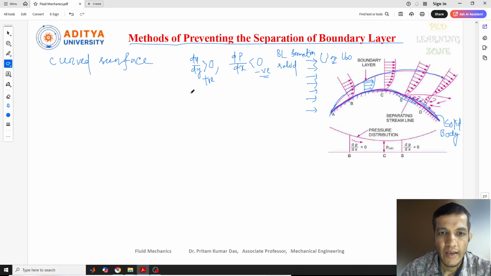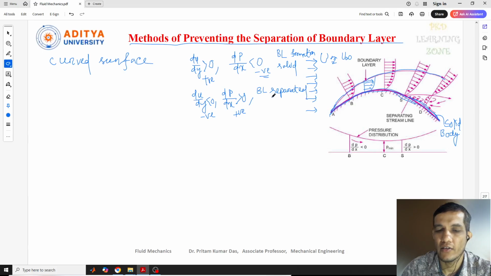But again, we saw that when du by dy is less than 0 and dp by dx is greater than 0, that means this is negative and this is positive, then the boundary layer separated from the solid surface or solid body. This one we have already discussed in our previous lecture.